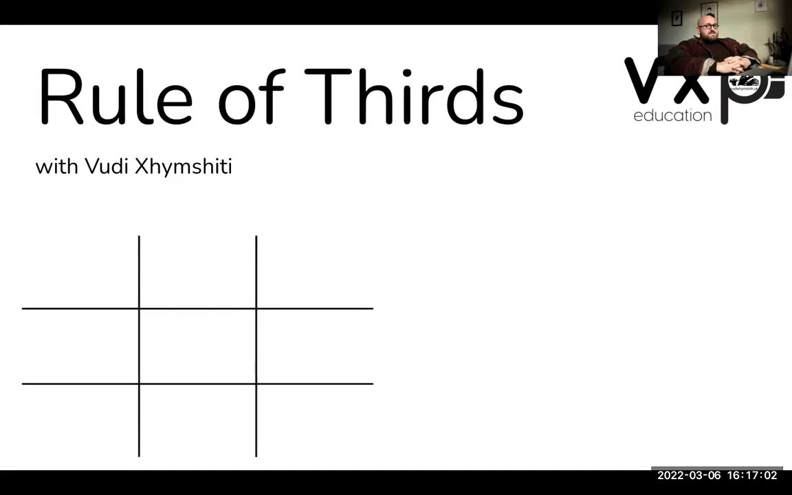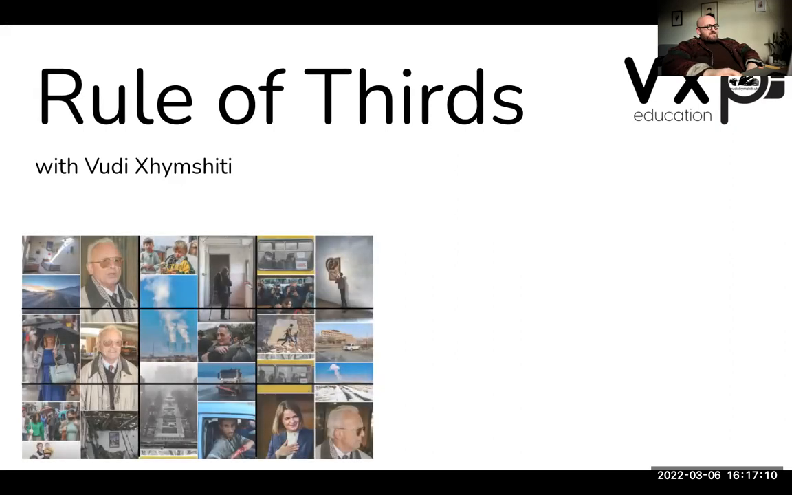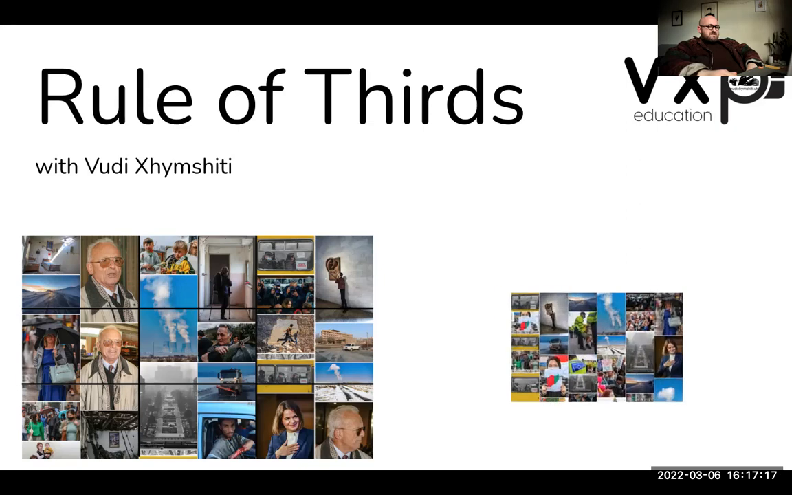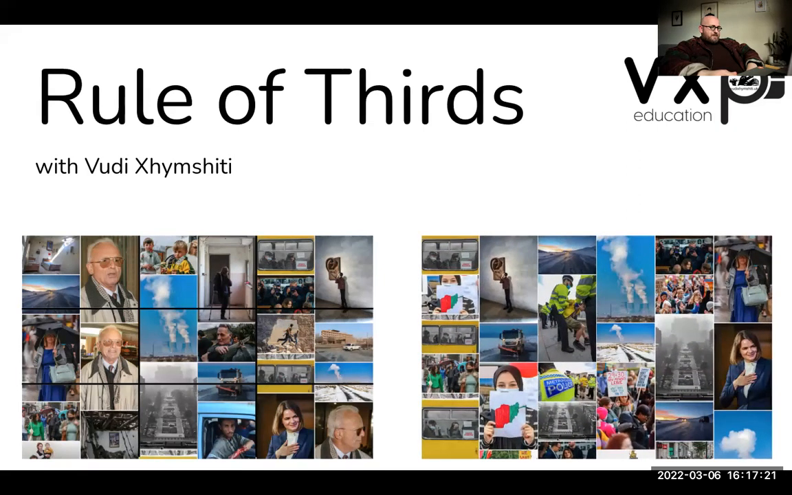So this is the session, rule of thirds in photography. And this is just a bit of introduction. This kind of grid is the tool that helps people define and measure the composition within the rule of thirds. This is a set of screenshots of the photographs from my website, vxpictures.com.